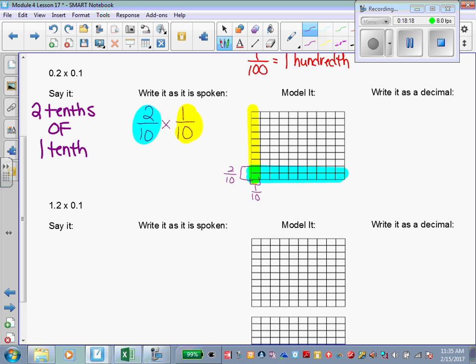and so 2/10 and 1/10 would equal what, Baha? 200. I have 2 boxes that are green, so 2 green out of 100 total, which is equal to 2 hundredths. And who can tell me how to write that as a decimal? Danya. 0.02. Very good. 0.02.